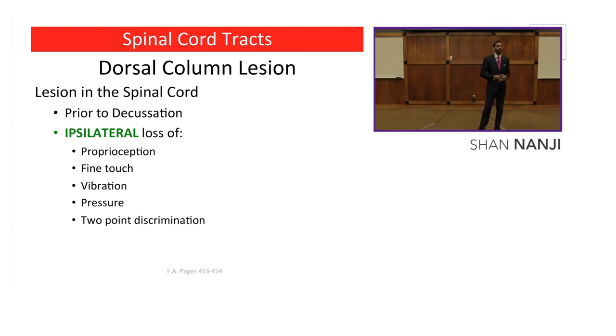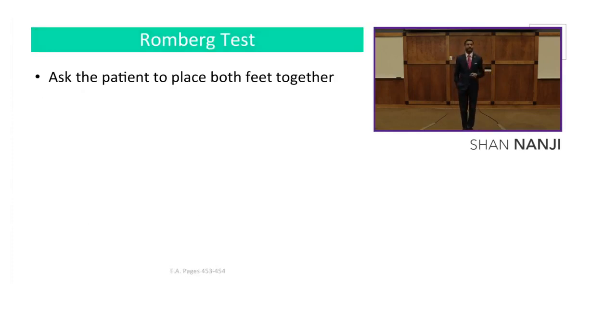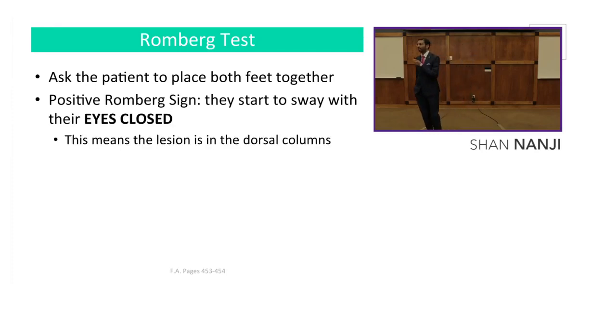So let's discuss the Romberg test, and then we'll review the dorsal column. What is a Romberg test? You ask your patient to put their feet together and close their eyes. If they start to sway with their eyes closed, that means the lesion is in the dorsal column.